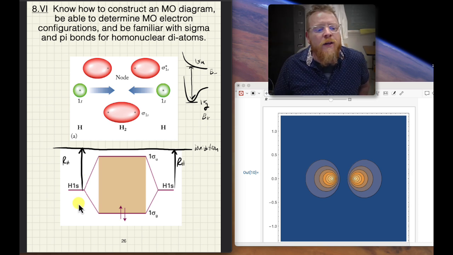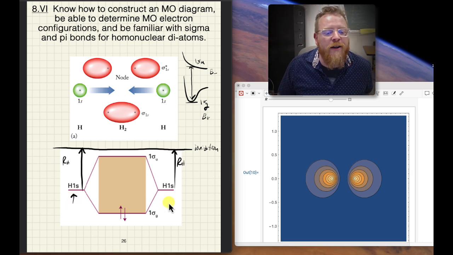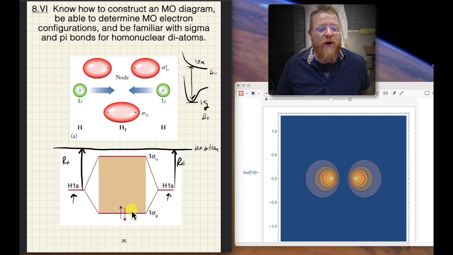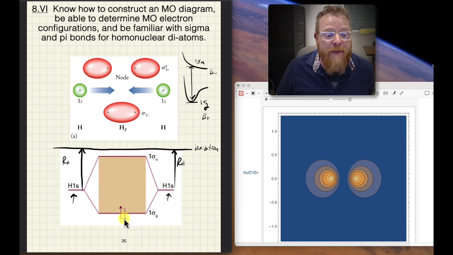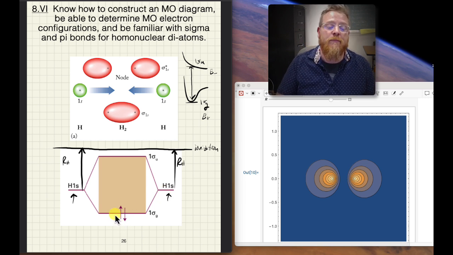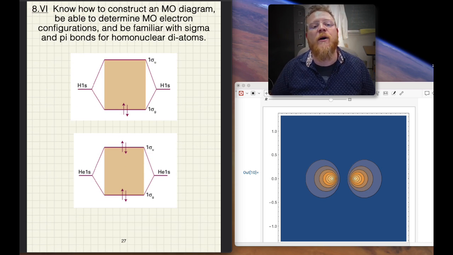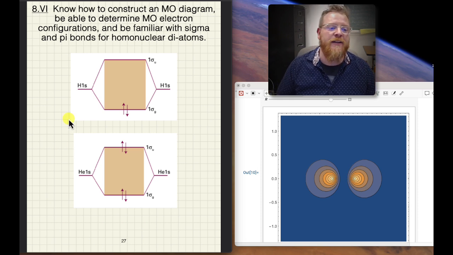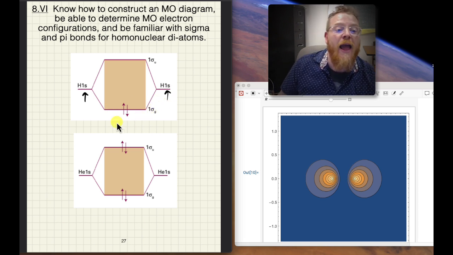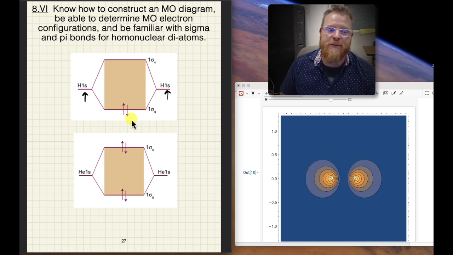So each hydrogen brings one electron to the party. We bring them down and pair them up to make a 1σg bond. Beautiful. So what happens now if we try to move up one position in the periodic table? Again, we have one electron from each hydrogen. They come together first into the lowest possible orbital and make this singlet state.